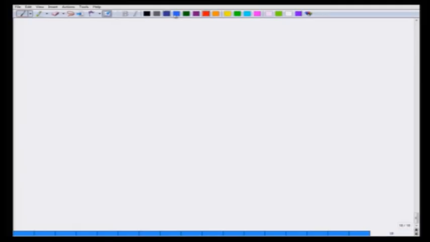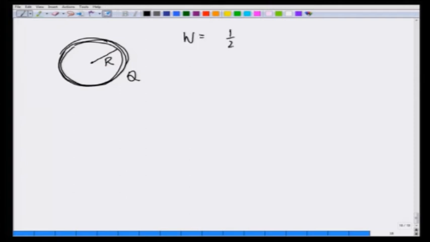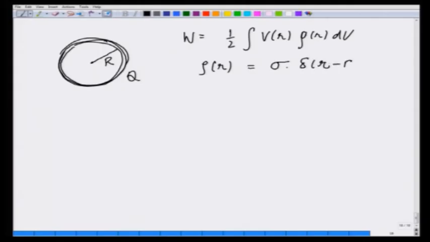The next example I take is that of a charged shell, on which there is a charge Q. Now, if you calculate the energy using the formula 1/2 integral V(r) rho(r) dV. In this case, rho(r) happens to be the surface charge, which I can write as sigma times delta of r prime minus r, only r, not vector r. This delta has dimensions of 1 over r, therefore, sigma times delta of r prime minus r has dimensions of 1 over the volume.